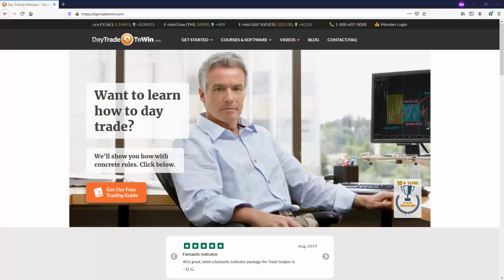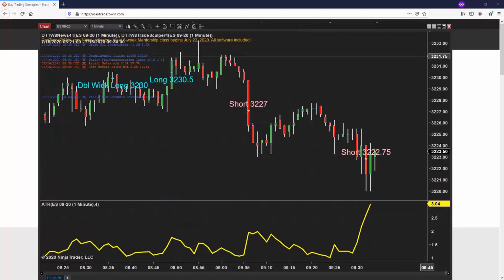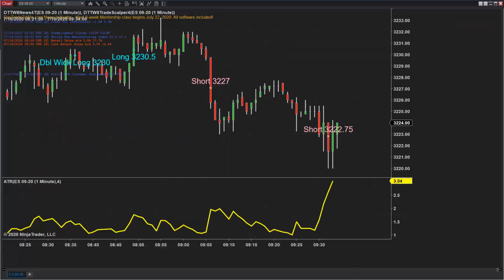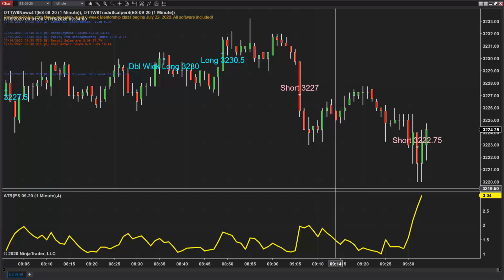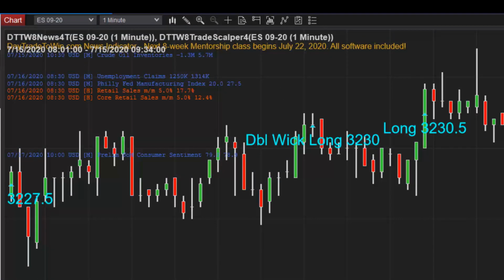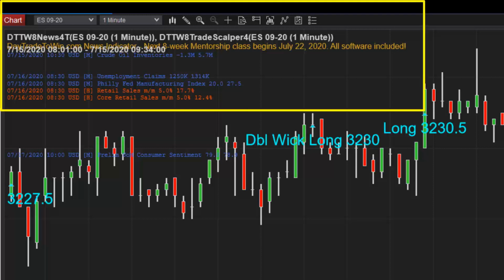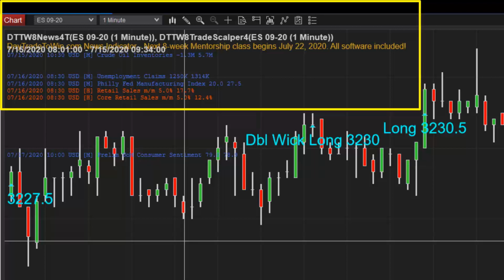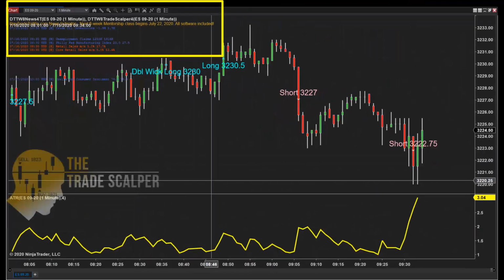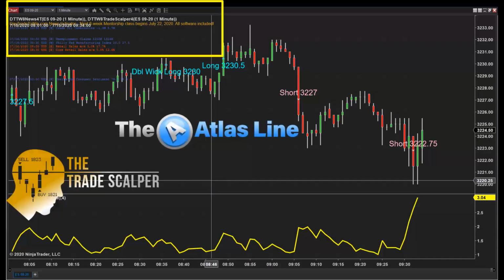All right, to get right in it, let me bring up my chart. I'm going to bring up the chart, which is the E-mini S&P. I have the news indicator here listed, so we know exactly what news will occur today. The news indicator can be downloaded from DayTradeToWin.com. We also have the TradeScalper, the Atlas line, and the at the open.